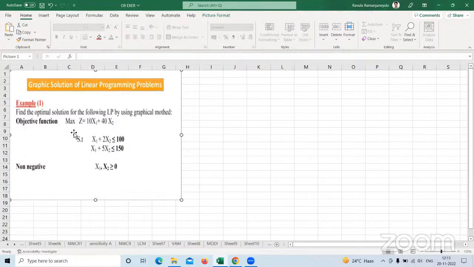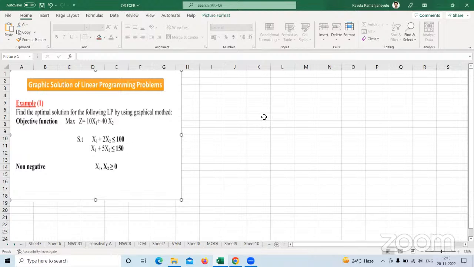The objective function given to us is maximize z equals 10x1 plus 40x2, subject to the conditions x1 plus 2x2 less than or equal to 100, x1 plus 5x2 less than or equal to 150, where x1 and x2 are greater than or equal to 0. This question we first need to convert into a simplex format. To do that, first we should know the constraints. These are the two constraints we have, and they are less than or equal to equations.